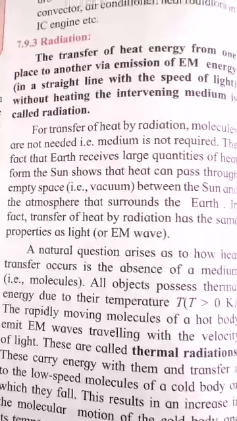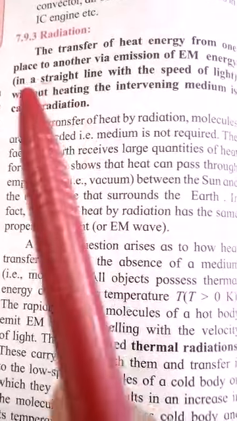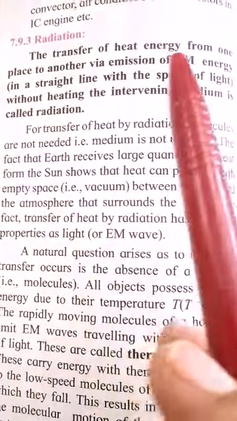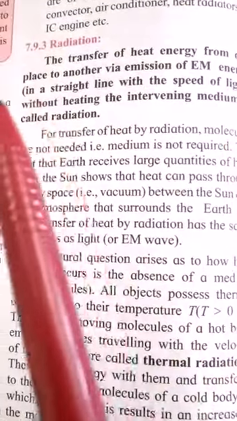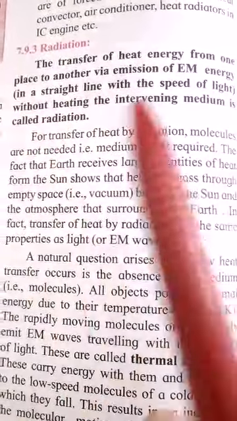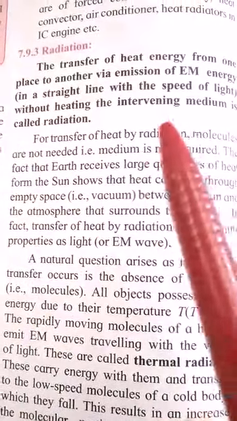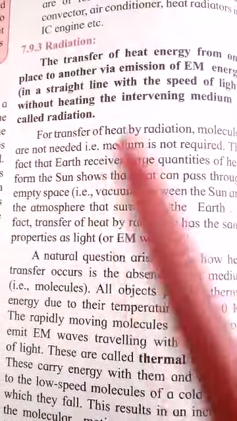Now the next heat transfer type is radiation. So let us see radiation. What is radiation? Radiation means the transfer of heat energy from one place to another via emission of EM energy, in a straight line with the speed of light, without heating the intervening medium.